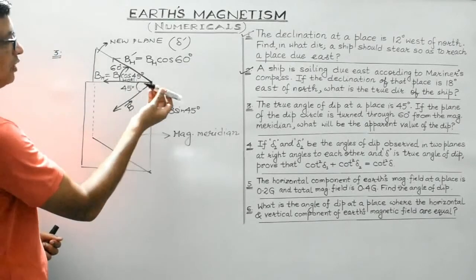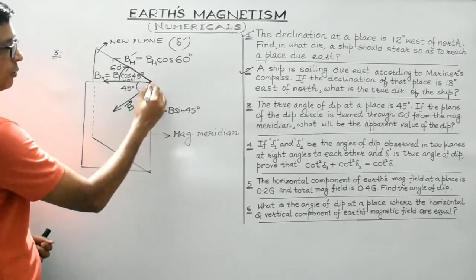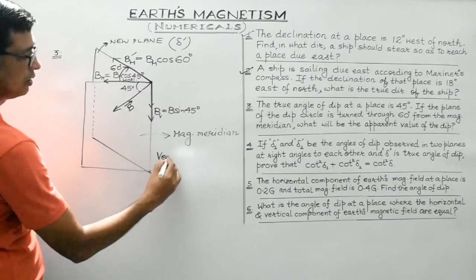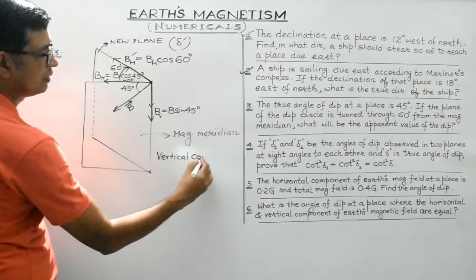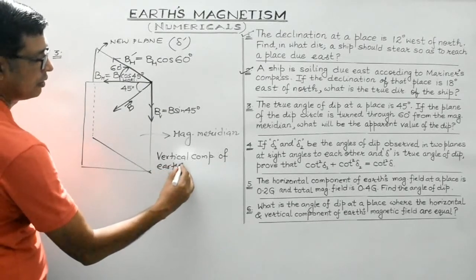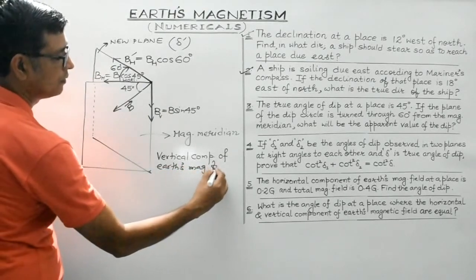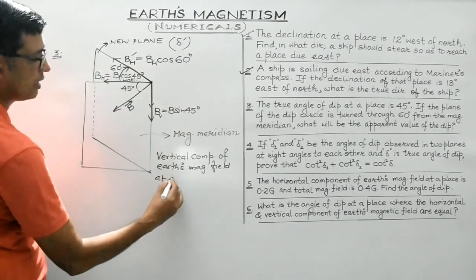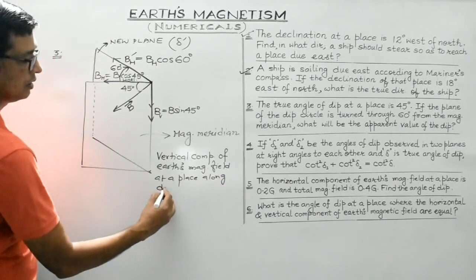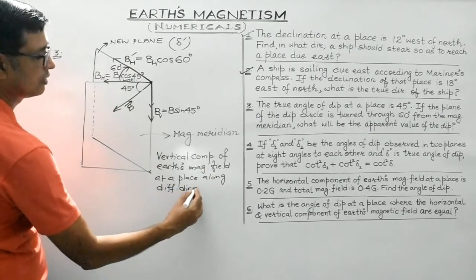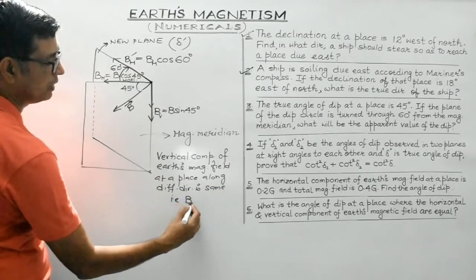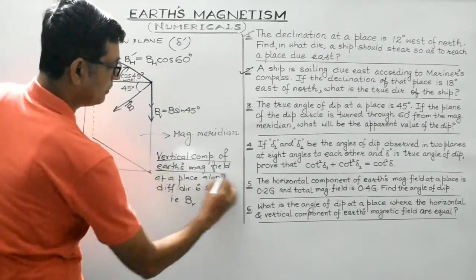And what about its vertical component then? It will remain the same. The vertical component would remain unchanged. So the vertical component of Earth's magnetic field at a place along different directions is the same. That is, it will remain BV. Clear? This is a very, very important concept.